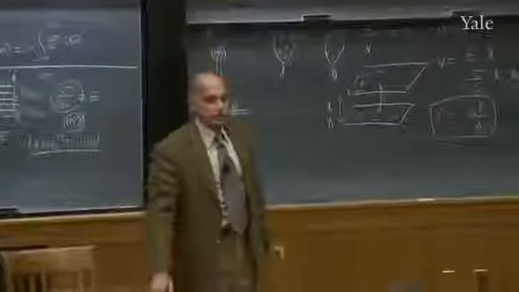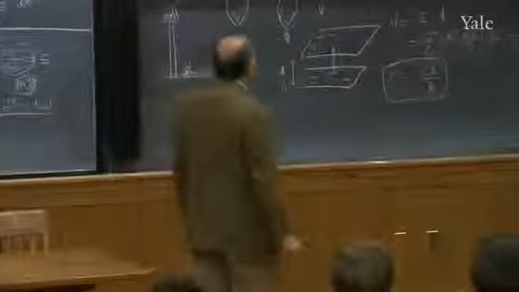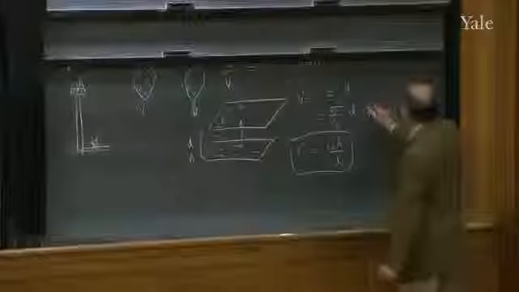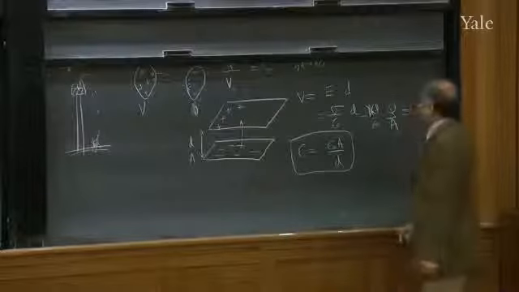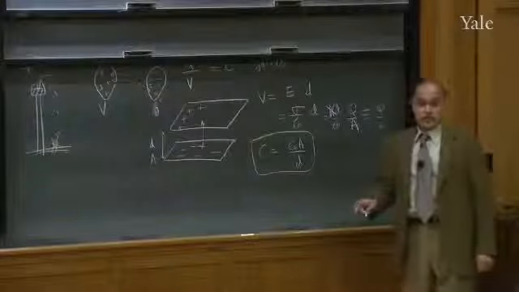Yes? Should that A be on the bottom for the A D Q over epsilon naught? Oh, yes. Sigma is Q over A. Yeah, this is what comes from knowing the answer.